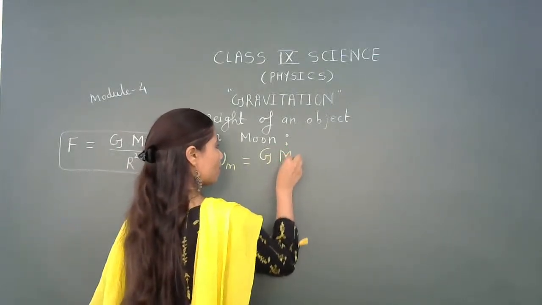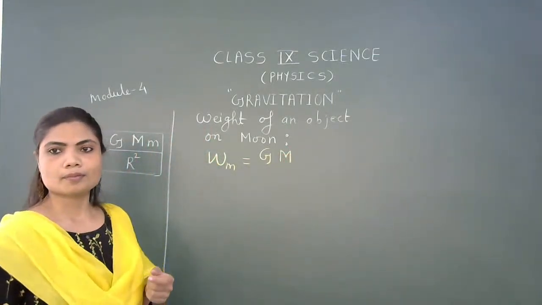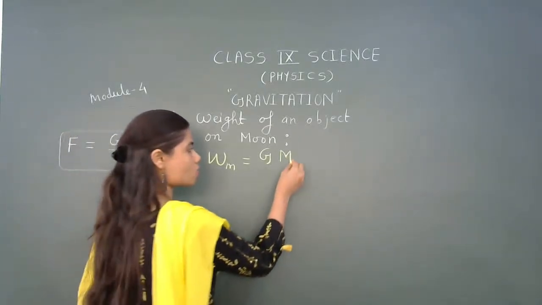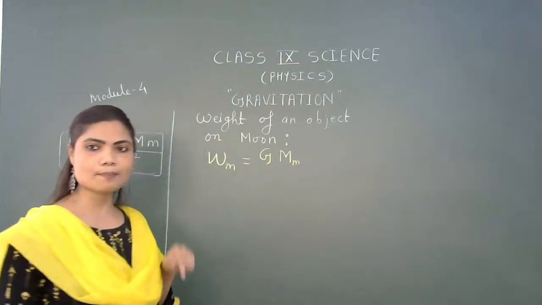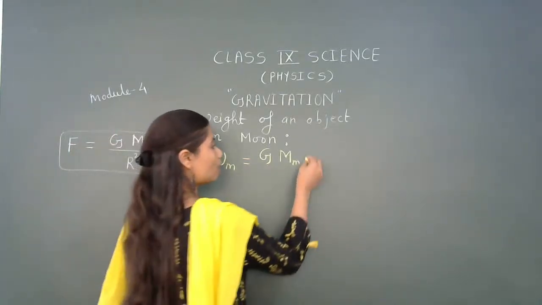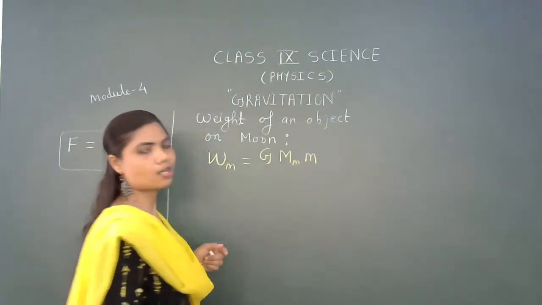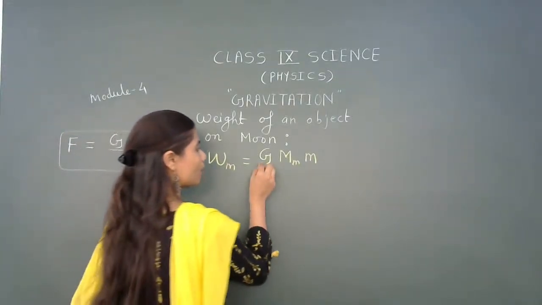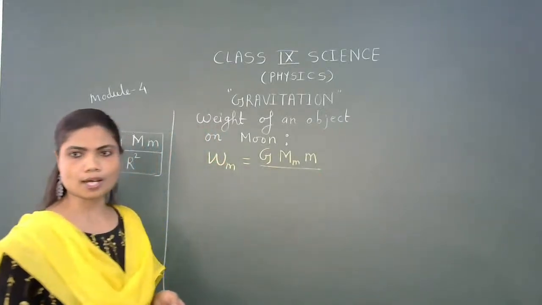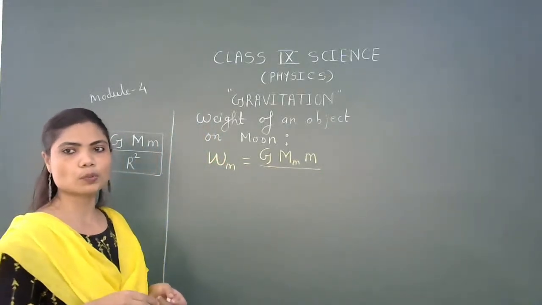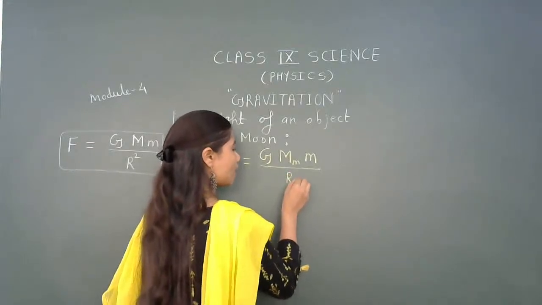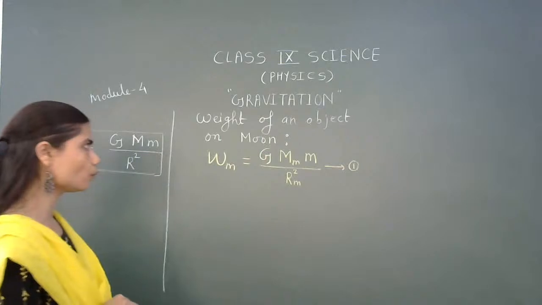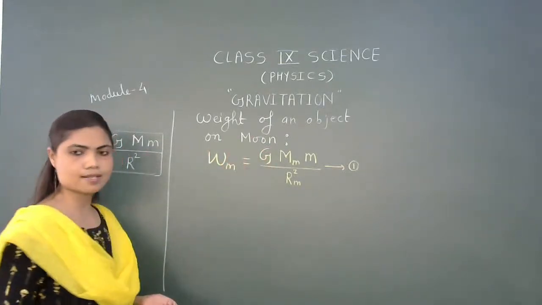Next, multiplied by mass. But your force of attraction is provided by the moon, so it will be the mass of the moon, capital M subscript m, multiplied by small m, the mass of the source object on which the gravitational force is applied by the moon, and divided by the square of the distance between these two masses, R squared. This is our equation number 1. The weight of an object on the moon is given by this equation.